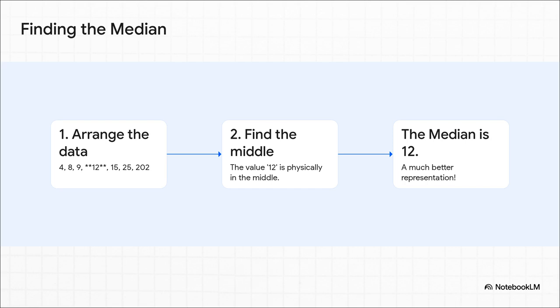Now notice how the median just doesn't care about that huge outlier. That 202 could be 2 million, and the middle number would still be 12. Now that feels like a much more typical value for these traps.